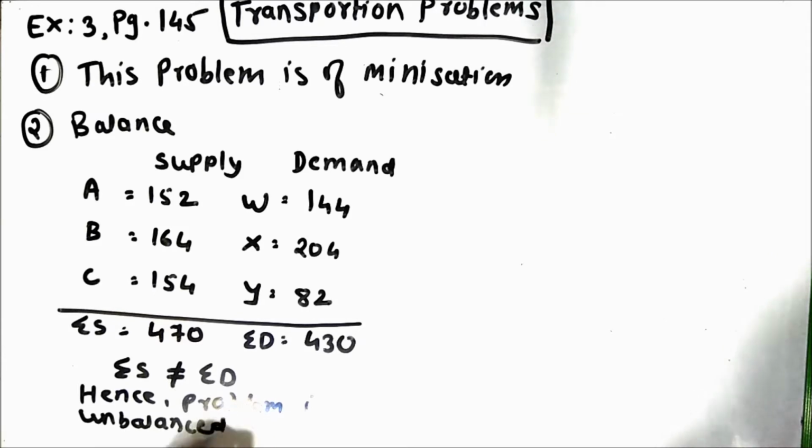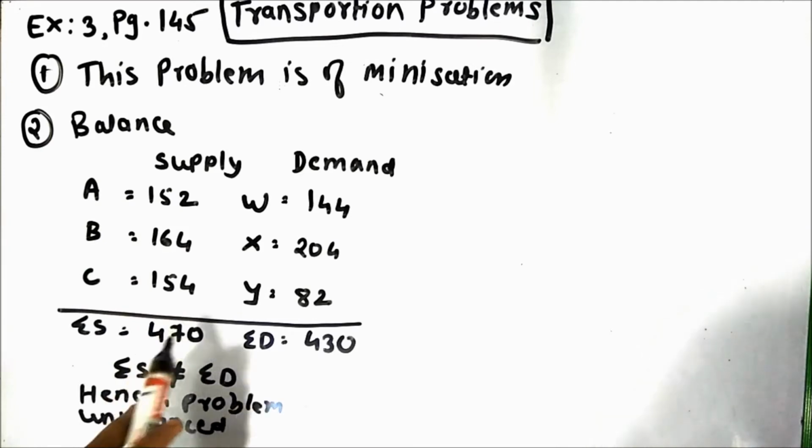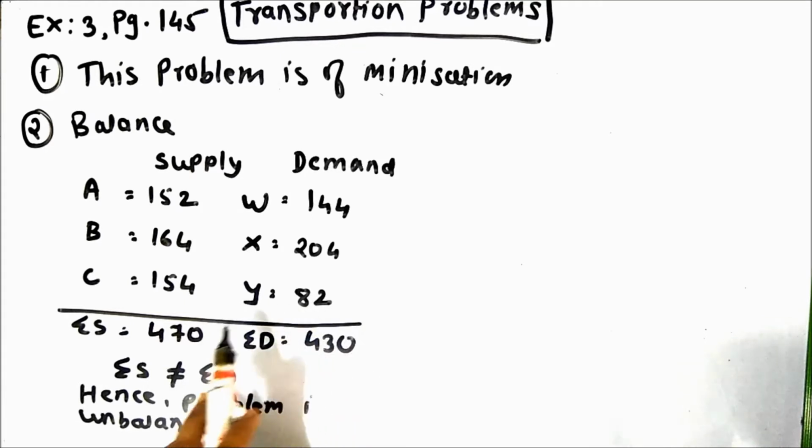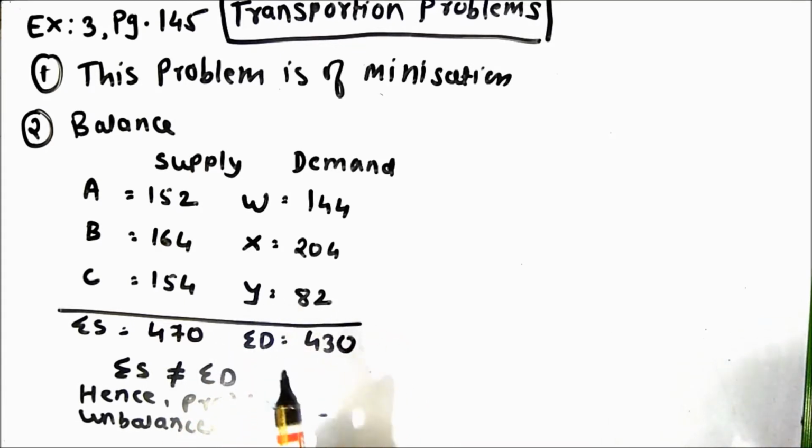Now when the problem is unbalanced, we have to take a dummy. Dummy is the assumptionary demand or supply side. Wherever the value is remaining, there we take the dummy. So here, supply total is 470 and our demand total is 430. So in the demand we require 40 units. So here on the demand side we'll be allocating the dummy.